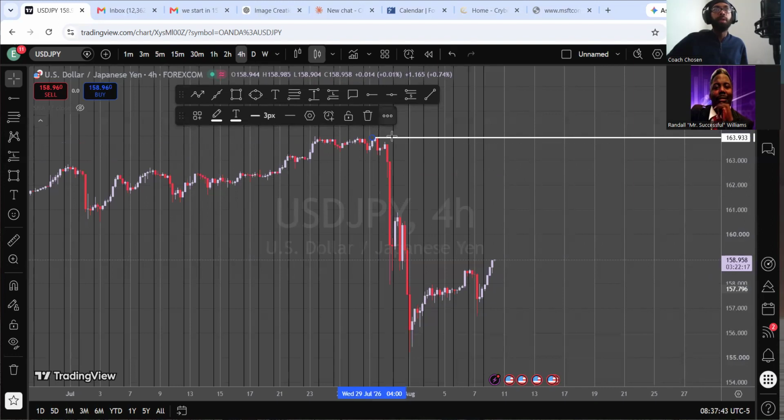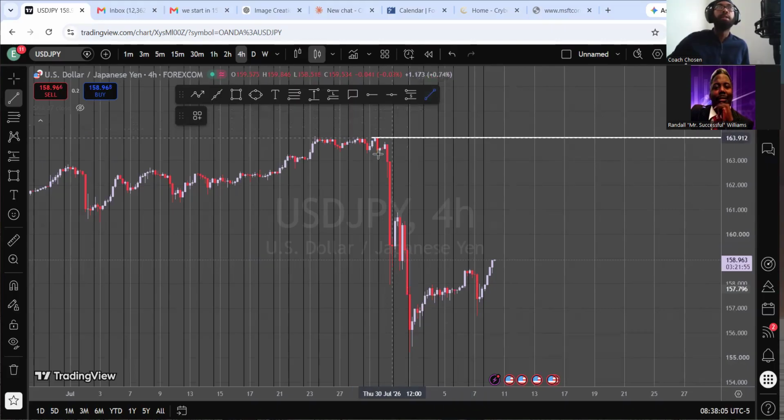Now, this is where it went and then pulled back. This pullback, did it break structure to the upside? Did it take out the high? No, it didn't. After it broke structure, did it come back and retest? No, it didn't. So I can take this trend line, which I'm not going to use as a trend line. I'm going to use it to mark my break of structure.